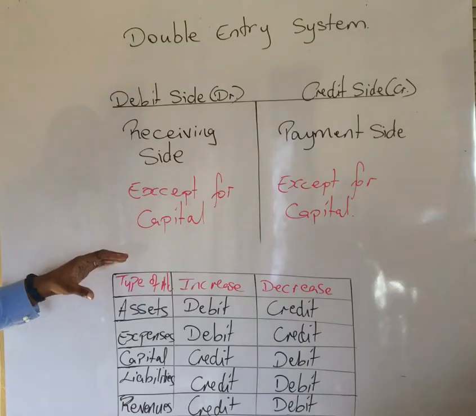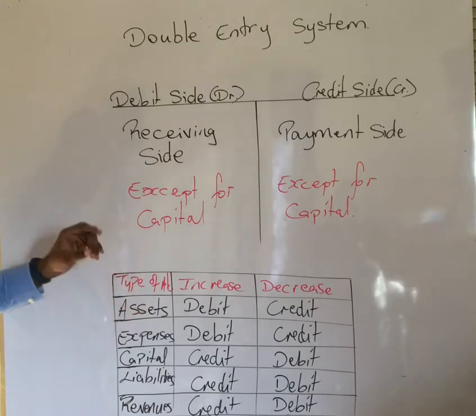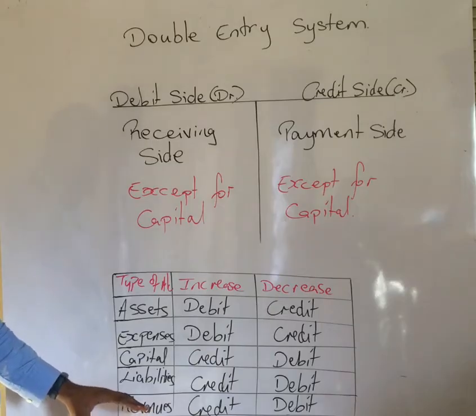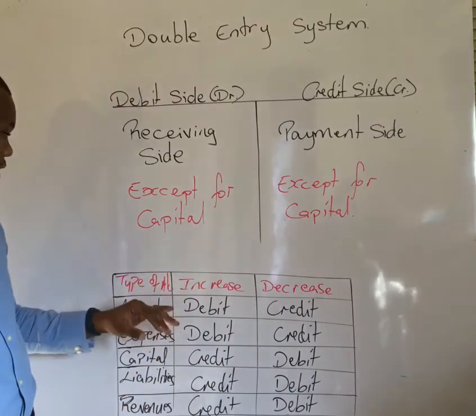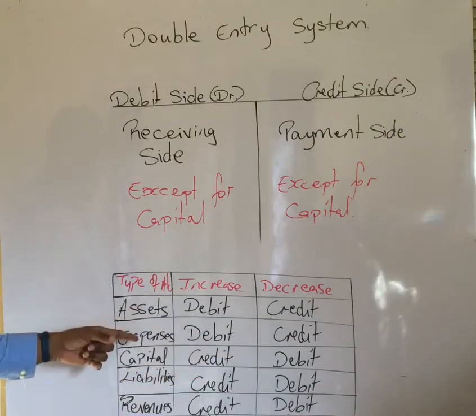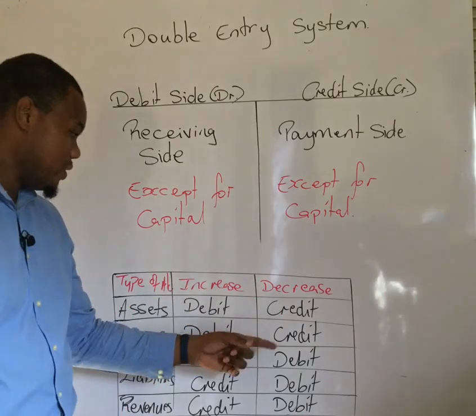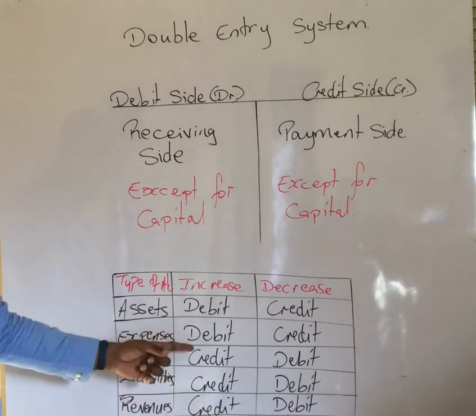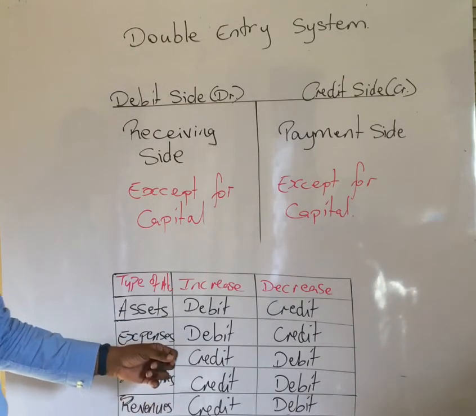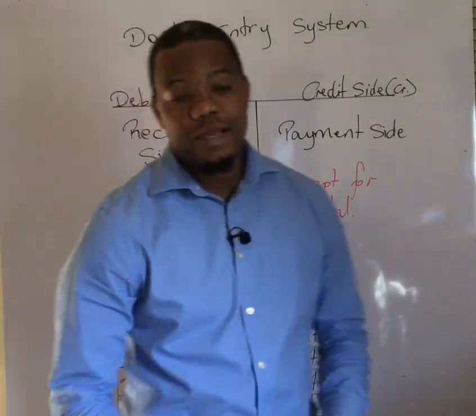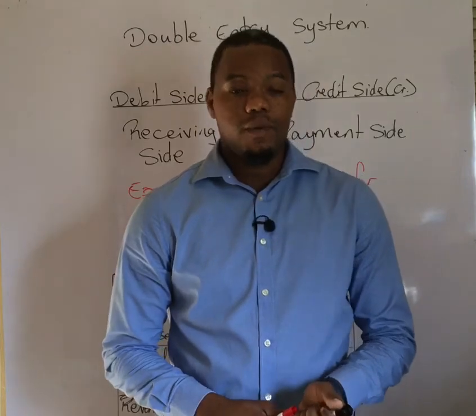So just to revise, the types of accounts we have are assets, expenses, capital, liabilities, and revenues. To increase assets and expenses, we debit. To decrease asset and expense accounts, we would credit. For capital, liabilities, and revenue accounts, to increase them, we would credit, and to decrease them, we would debit. All right. So that is basically the principle of the double entry system.